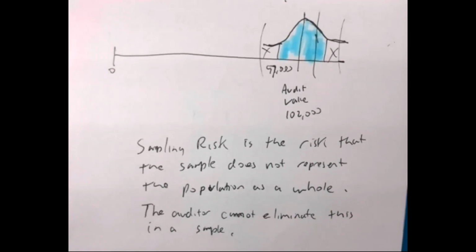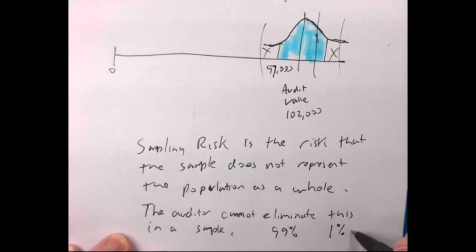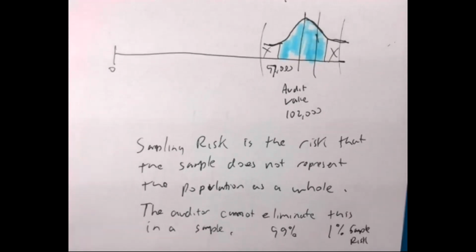So you cannot, and the only way to eliminate it is to take 100% of the items, which is not really sampling, it's just taking every single item. So if you have a sample, even if you do it at the 99% level, there's still a 1% chance that you're wrong, that there's a sampling error. So sampling risk is one of those things that you cannot get out of.